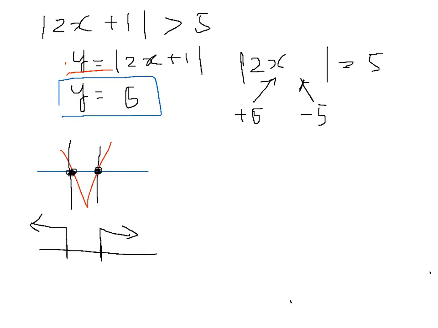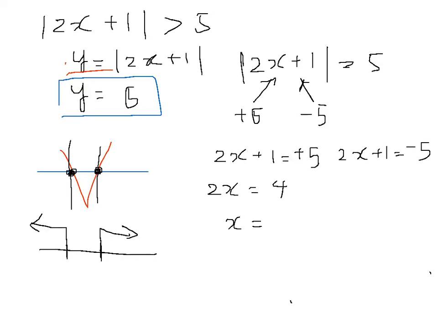Then the original expression is 2x plus 1, so 2x plus 1 can either be +5 or -5. Just simply solve this. Subtract 1 from both sides, so we have 2x equals 4, so x equals 2. And then for the other one, subtract 1 from both sides, so we have 2x equals -6, so x equals -3. So the first intersection is -3, and the second intersection is 2.